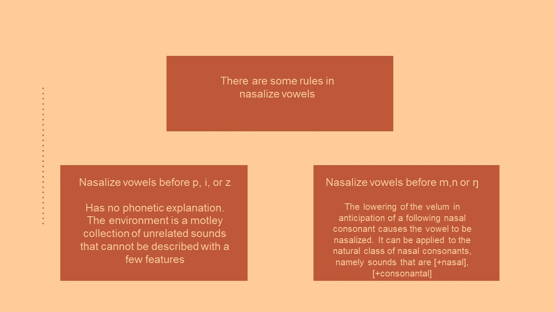There are some rules for nasalized vowels. Nasalized vowel before p, l, or z has no phonetic explanation. The environment is a motley collection of unrelated sounds that cannot be described with a few features. Nasalized vowels before m, n, or ng: the lowering of the velum in anticipation of a following nasal consonant causes the vowel to be nasalized. It can be applied to the natural class of nasal consonants, namely sounds that are plus nasal, plus consonantal.